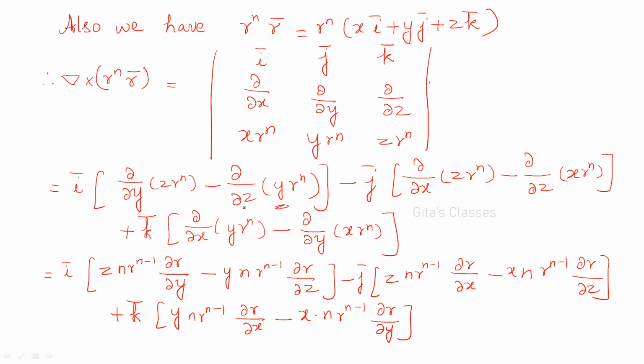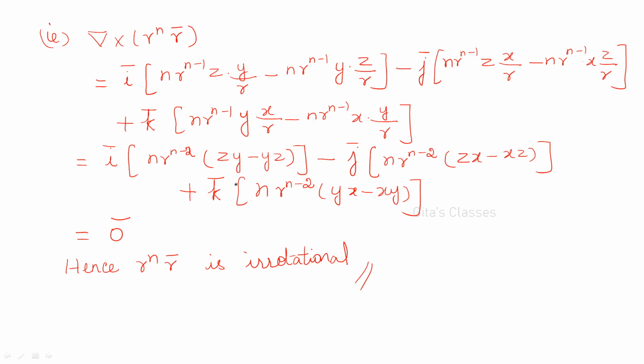here y is a constant because we are differentiating partially with respect to z. So y you can take outside. Differentiating r^n partially with respect to z, we get n r^(n-1) times ∂r/∂z. And we know what ∂r/∂x, ∂r/∂y and ∂r/∂z are. Substituting, the common terms will become 0. All the terms will become 0. Hence r^n times r bar is irrotational.